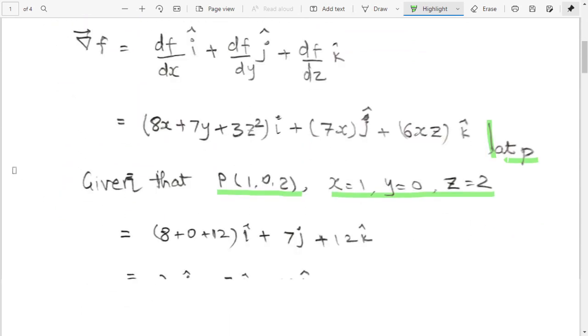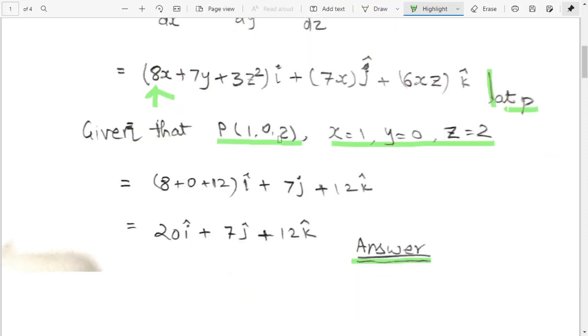Once you calculate it, you need to substitute the point mentioned in the question. They have mentioned P as (1, 0, 2), that is x equal to 1, y equal to 0 and z equal to 2. If you put these values in the above equation, you will get the total equation in terms of vectors. After putting x equal to 1, y equal to 0 and z equal to 2, you will get 20i plus 7j plus 12k.